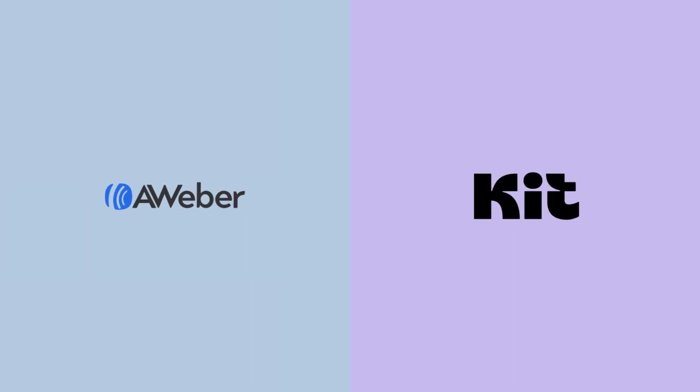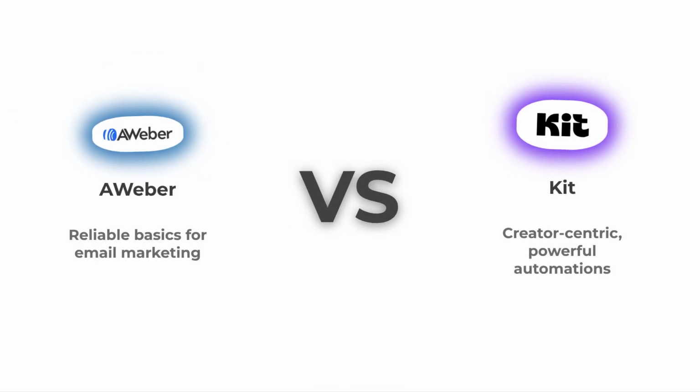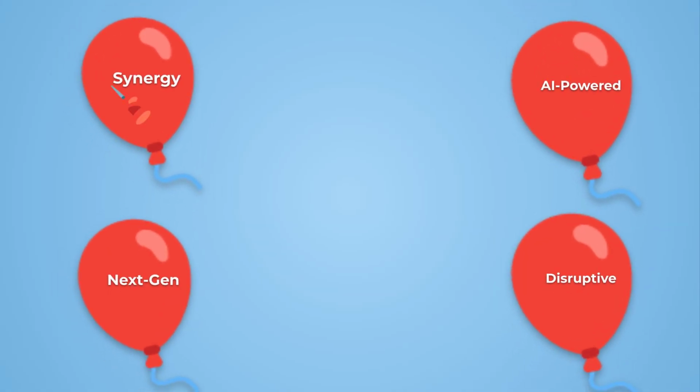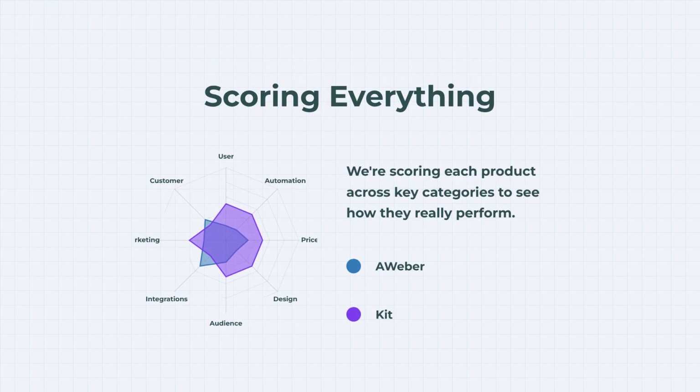Two popular email marketing platforms. One big showdown. Which one truly empowers your campaigns? On one side, the trusted AWeber with its classic feature set. On the other, Kit with its fresh approach to automation. Let's leave the hype behind and compare what actually matters. We'll rate each on critical categories, so you'll know exactly which one stands tall when the scores are in. And the winner might just surprise you.